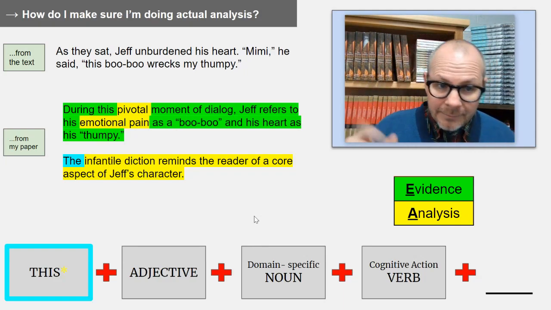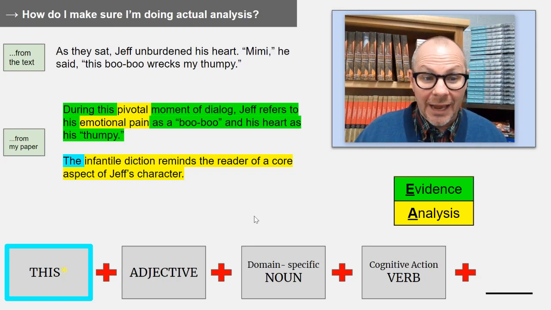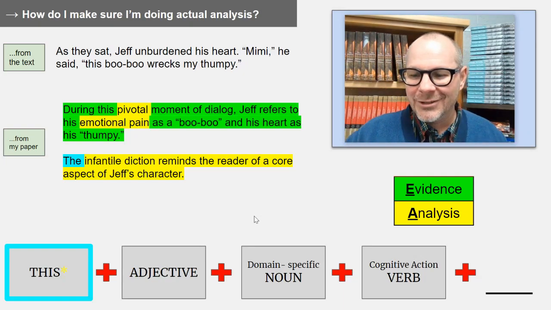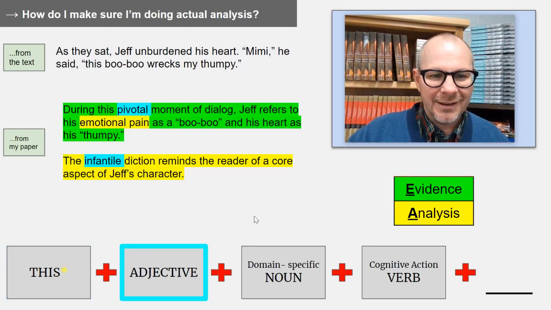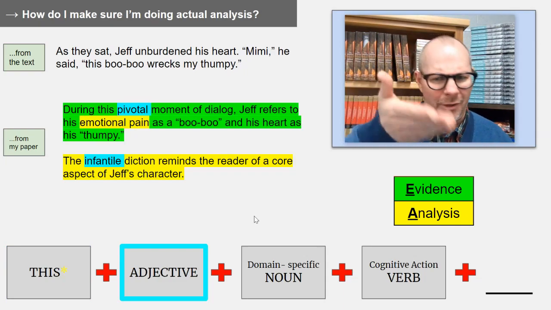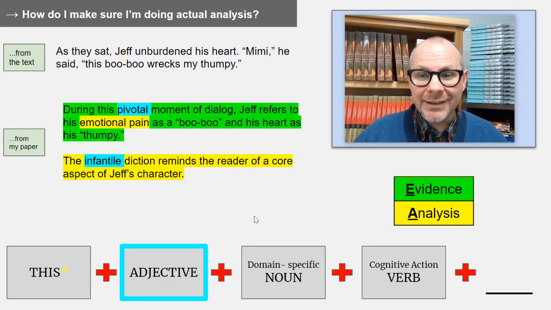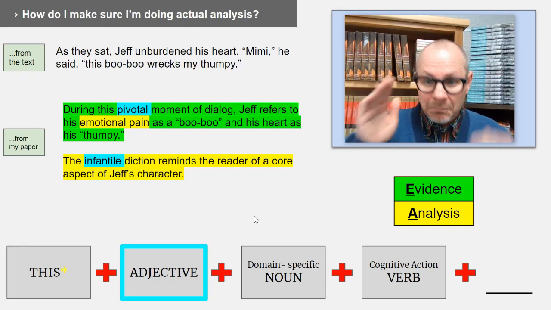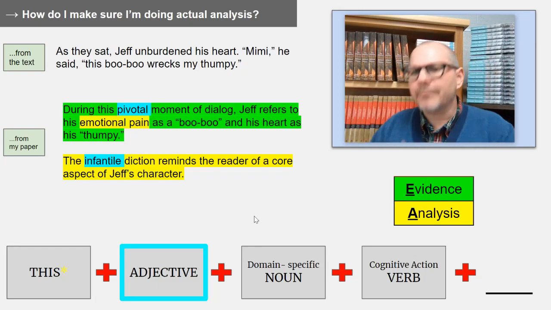So "the," now we have an adjective. Adjectives are important. Adjectives are like, this is me saying what it is. So adjectives are analysis, not by themselves, but they're analysis. So an adjective is like "infantile." The author didn't say it was infantile. I did. When I look at it, I'm like, that's infantile.